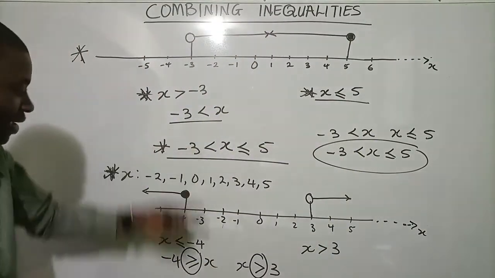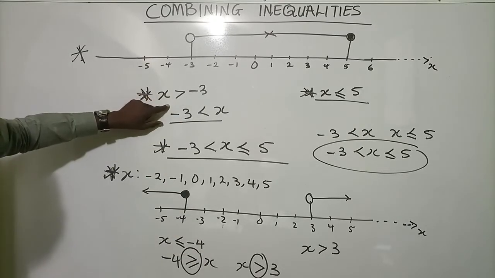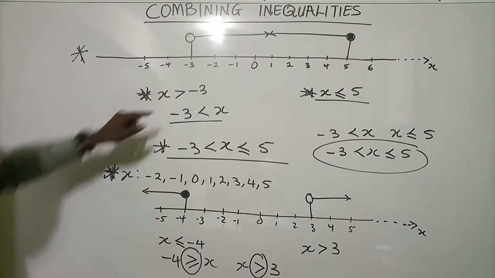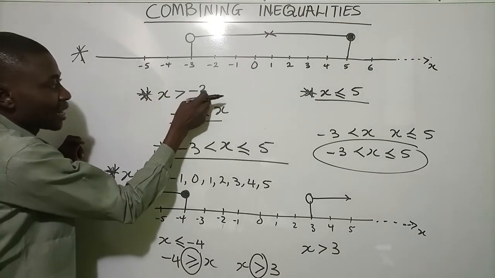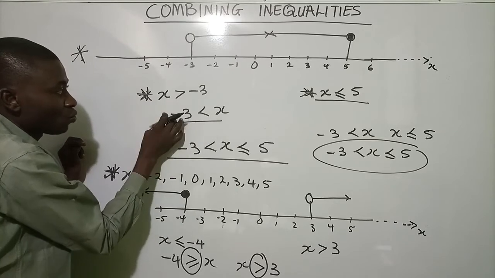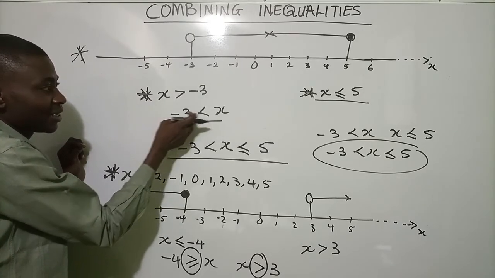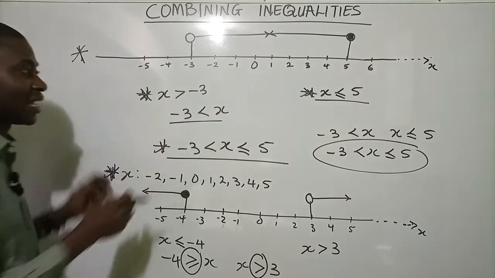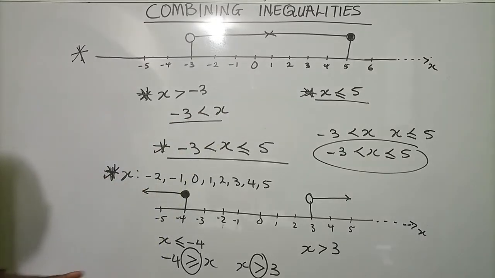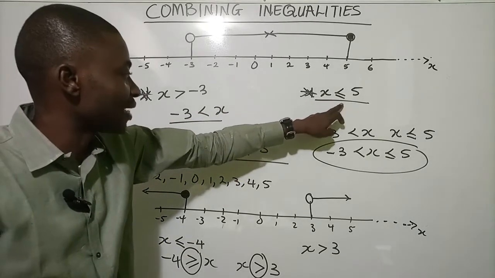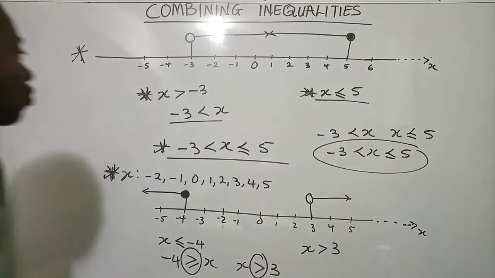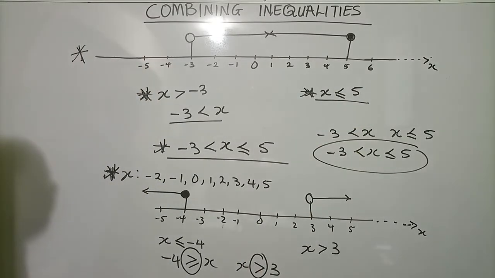Let's take another example. Let's go back to the example that we used before. If you look at this, x is greater than -3. By the time we change it, this means that -3 is less than x. And then this is x is less than or equal to 5.